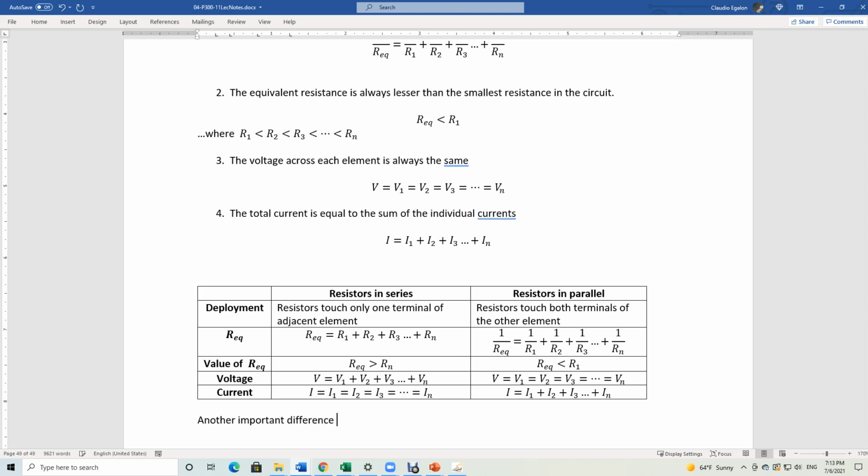Difference between elements in a circuit in series and parallel.